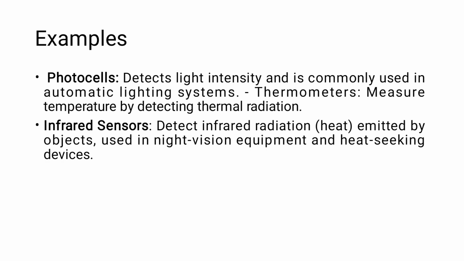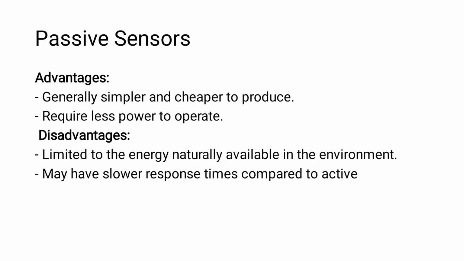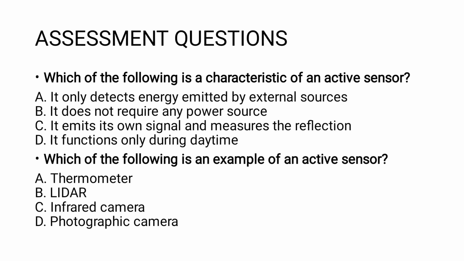Infrared sensors detect infrared radiation emitted by objects, used in night vision equipment and heat seeking devices. For passive sensors, the advantages are: they are generally simpler and cheaper to produce, and require less power to operate. Disadvantages: limited to energy naturally available in the environment, and may have slower response time compared to active sensors. So these are the advantages and disadvantages of active and passive sensors.